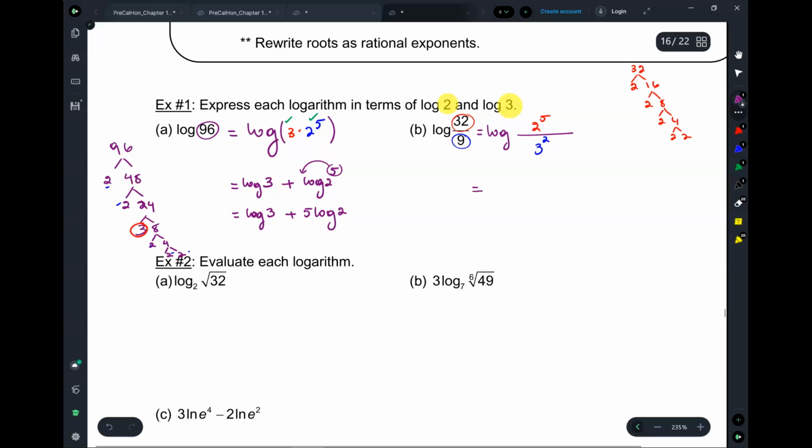So now, are these things being divided or multiplied? Divided, so I have to subtract. So log of 2 to the 5 minus log of 3 to the 2. Now what? Exponents come down. And that's it, we're done. Okay?